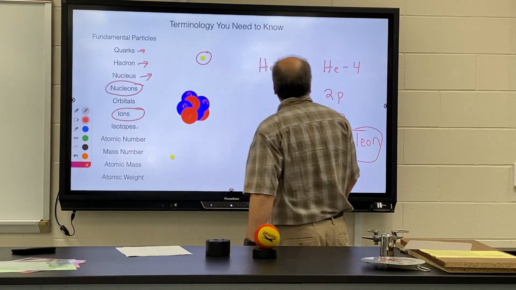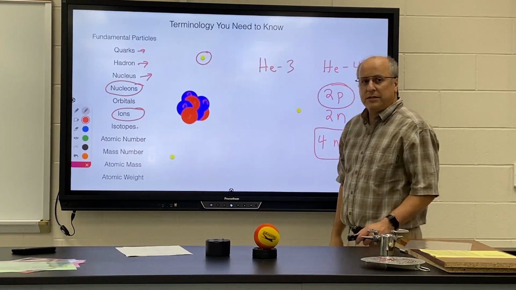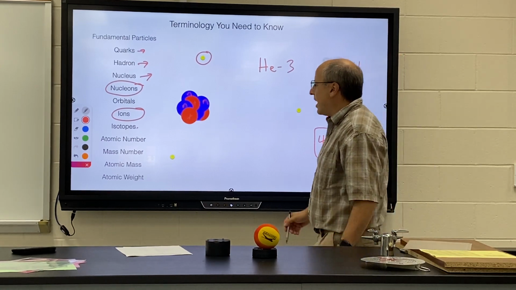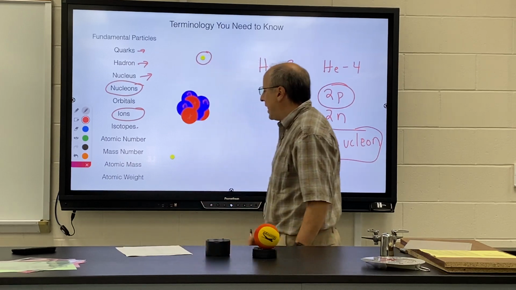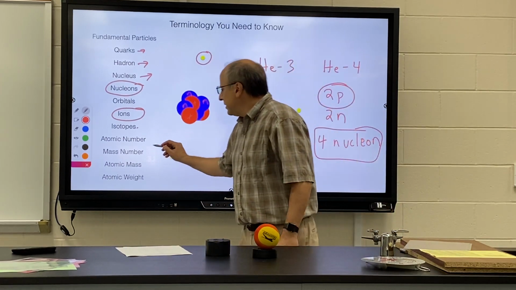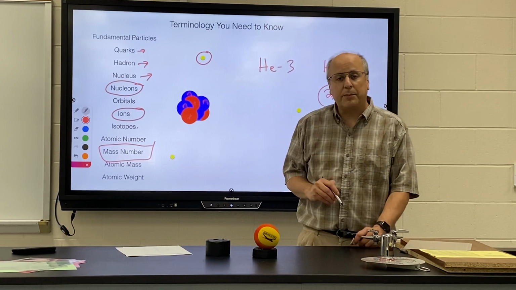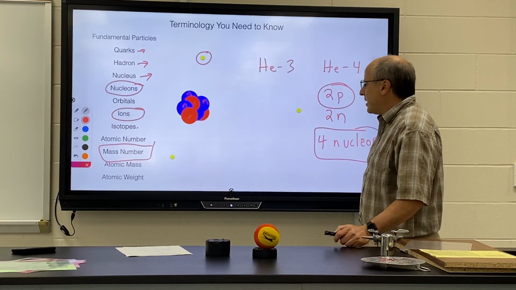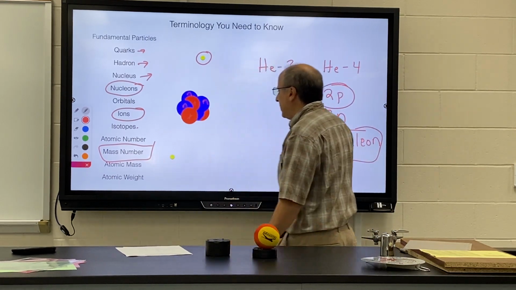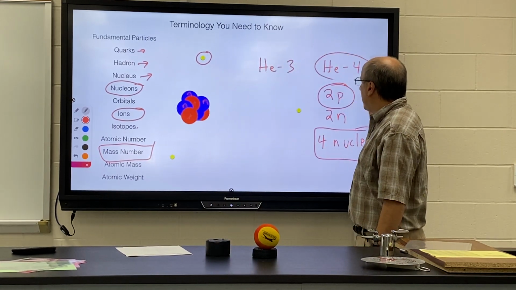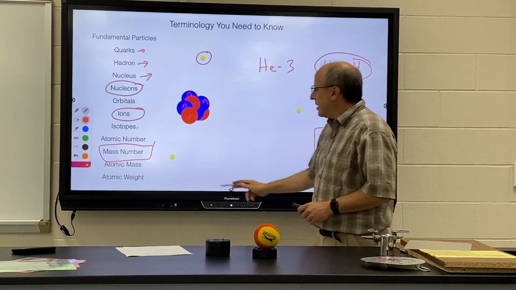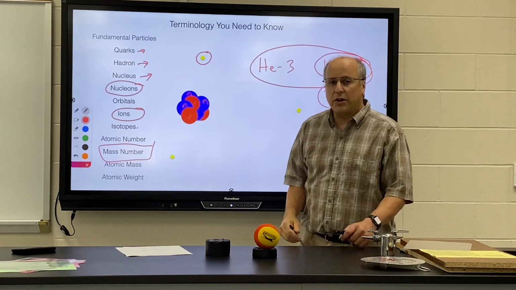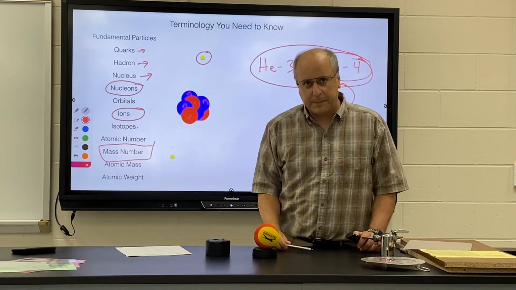Atomic number, that would be your number of protons. The atomic number of helium is always 2. The atomic number defines the element. Mass number, that tells you the total number of particles, so it's kind of like nucleons. The atomic mass is the mass of one specific isotope. Atomic weight is the average mass of all the isotopes for a specific element.